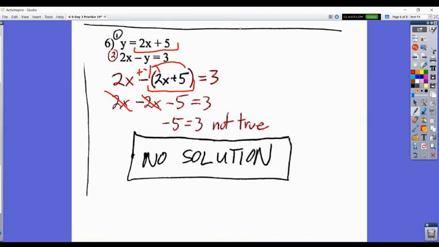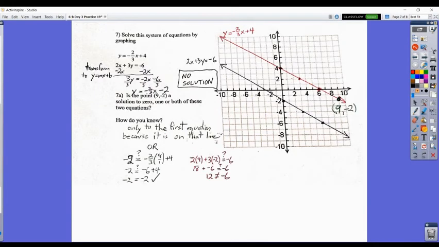Okay, then we get to a review here of a couple of graph problems from two weeks ago. Solve by graphing means that the equations must be in y equals mx plus b form. The first one is okay, but the second one is not. So you have to transform this equation. We have to get the y by itself.